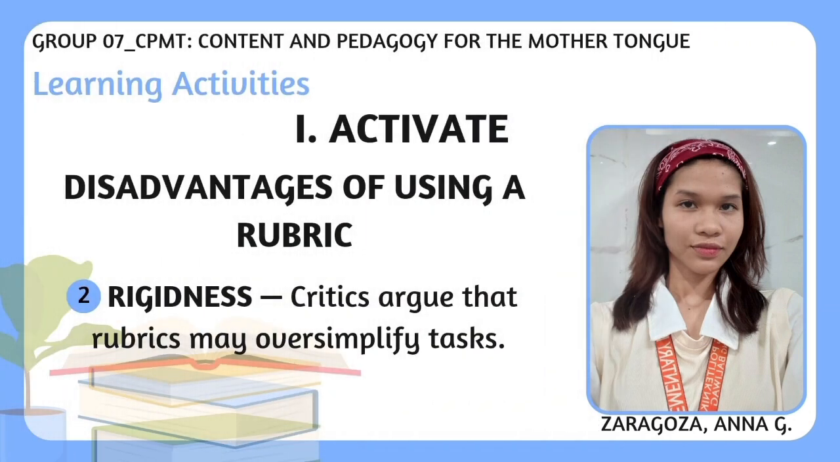Next is rigidness. Critics argue that rubrics may oversimplify tasks by breaking them down into discrete criteria, potentially stifling creativity. When specific criteria are prescribed, learners may focus solely on meeting those requirements rather than exploring alternative approaches or thinking critically and creatively about the task.